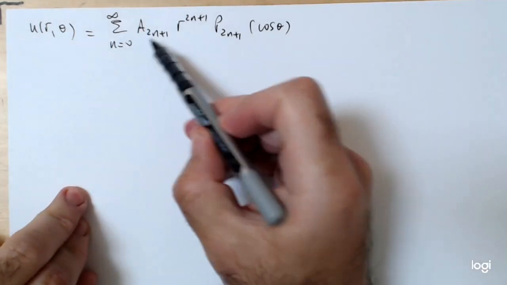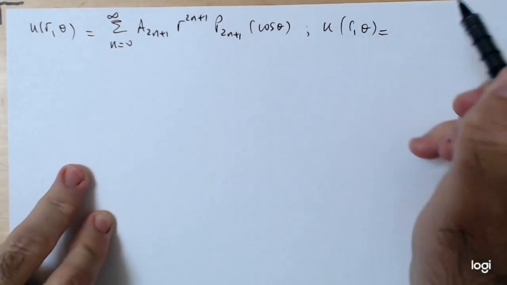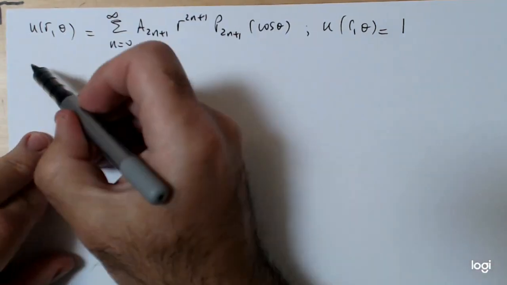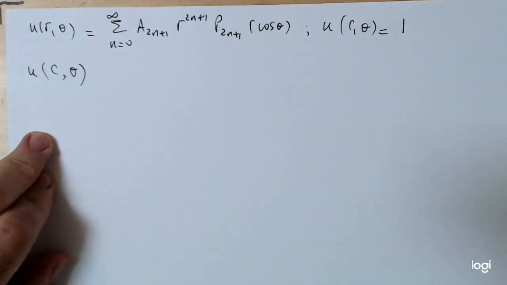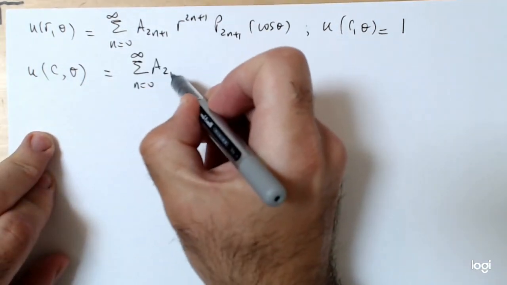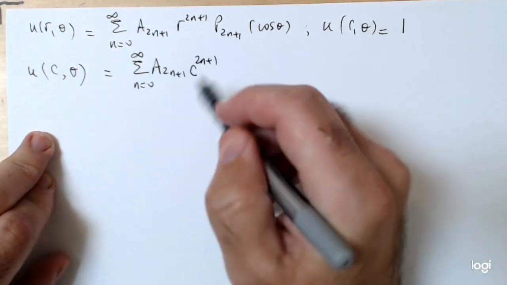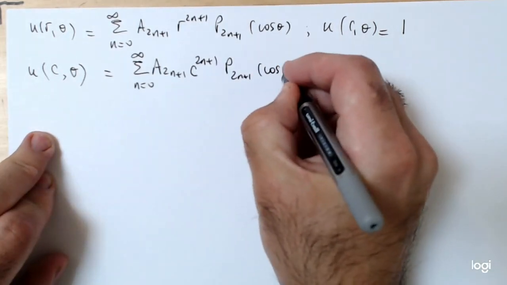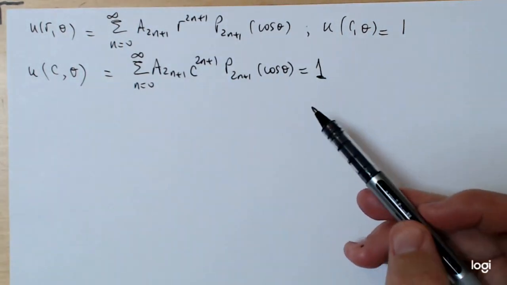The last thing to do is to find a sub 2n plus 1, and that will come from the remaining condition to impose, which is u of c, theta equals 1. At this point, things should be familiar as a technique, right? You plug in c for r, so u of c, theta. So r becomes c, which is the radius. This can be an actual number in some other problems. P sub 2n plus 1 of cosine of theta, this should be equal to 1, or whatever the function in theta you may have in the problem.